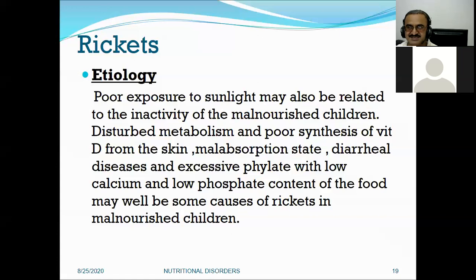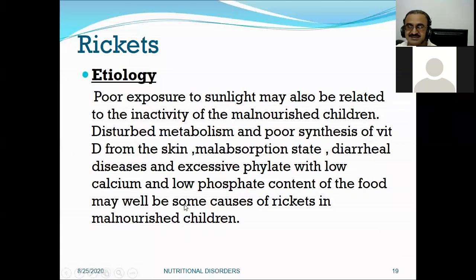Rickets, what is the etiology? There is poor exposure to sunlight. The children may also be inactive and malnourished. There is disturbed metabolism and poor synthesis of vitamin D from the skin. Due to malabsorption states, diarrheal disease, and excessive phytates with low calcium and low phosphate content of the food in children, there will be some causes of rickets in malnourished children.